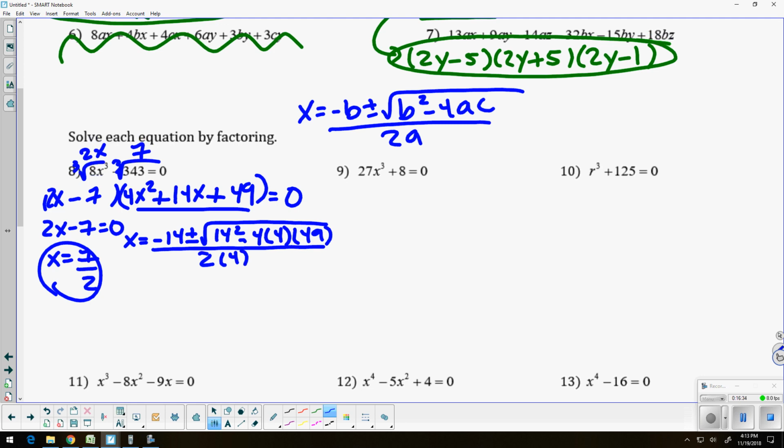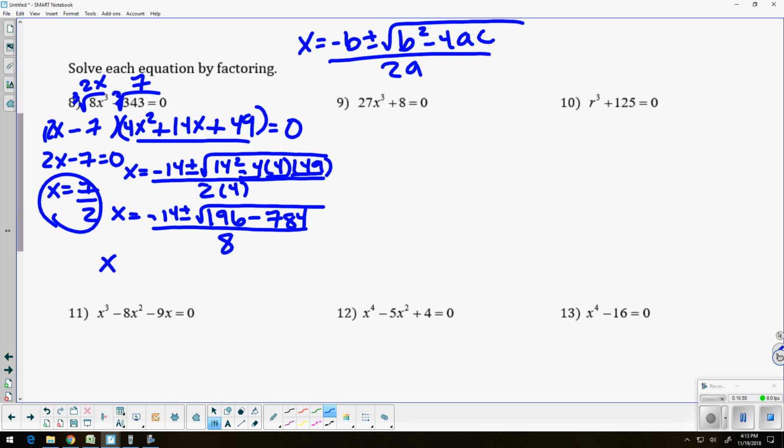Okay, now simplify it again one step at a time. So you'd have negative 14 plus and minus the square root; 14 squared is 196. And now I'm multiplying negative 4 times 49. That's negative 784, all over 8, 2 times 4. Okay, underneath the radical still, 196 minus 784. If you subtract those two, you get negative 588. That's all over 8. Now you want to simplify the radical.